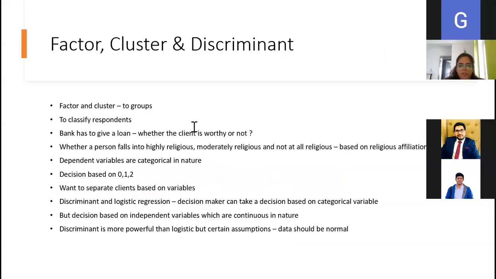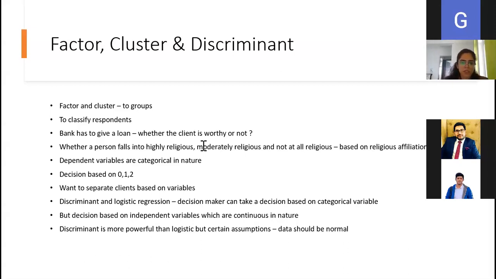So in factor and cluster, we grouped. In factor, we grouped variables. In cluster, we grouped respondents. But here in discriminant analysis we are classifying the respondents, and we already know what the classification is. We already know what we want to find, whether a person will buy or will not buy, so there are two categories. Unlike cluster analysis, where we don't know beforehand how many clusters or groups we are going to get, here we already know how many groups we have.